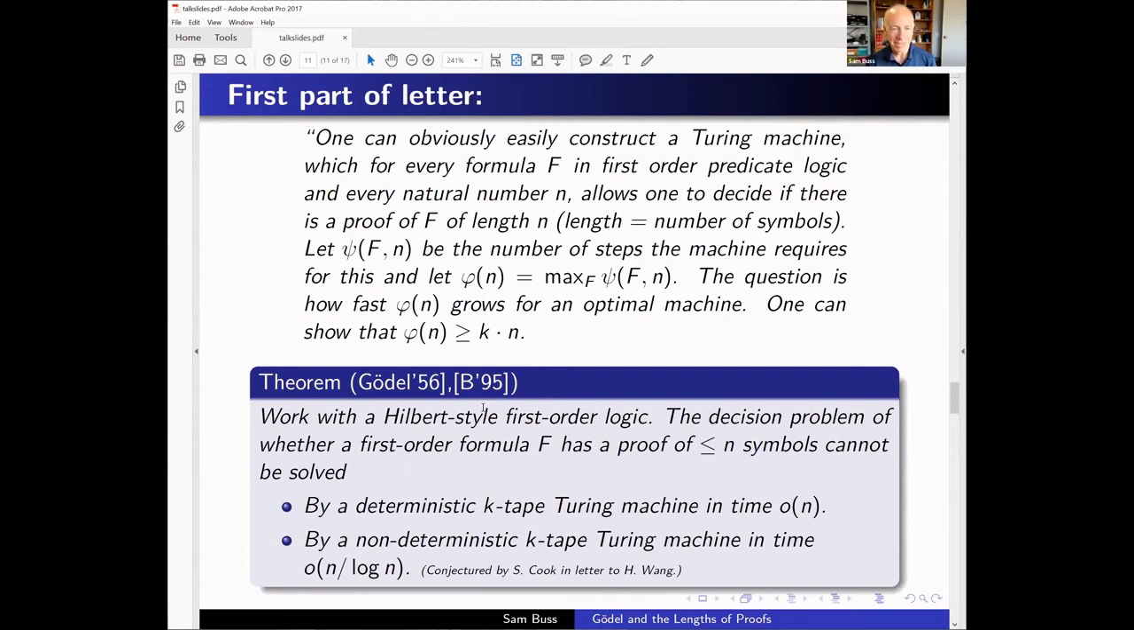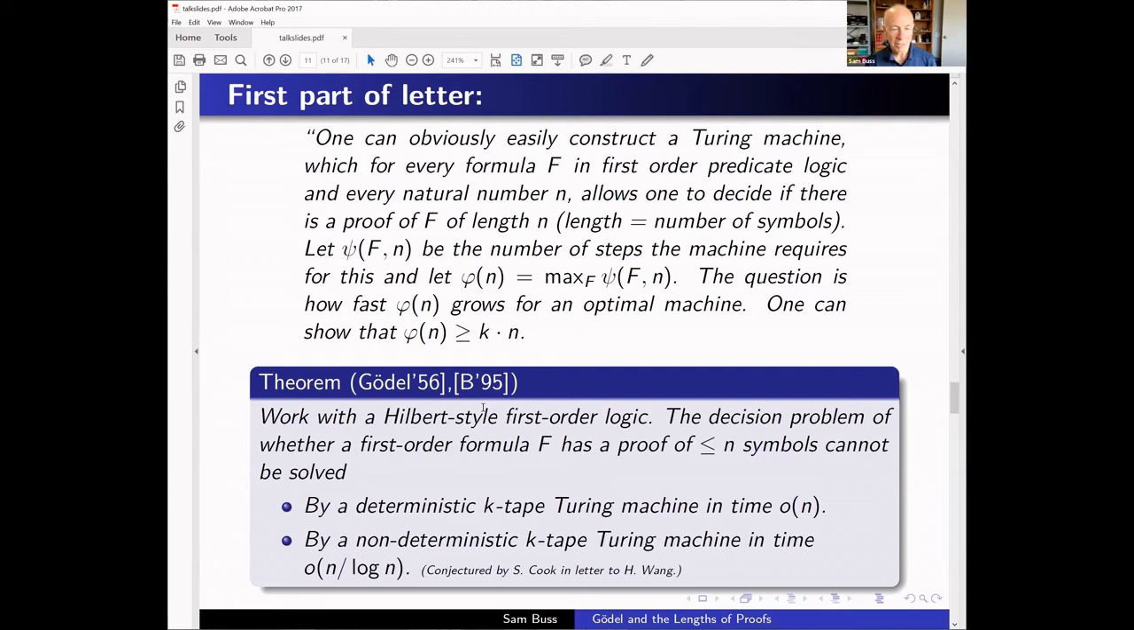So the theorem he stated is, we work with a Hilbert style first order logic. The decision problem of whether a first order formula F has a proof of less than or equal to n symbols cannot be solved, here's Gödel's assertion, by a deterministic k-tape machine in time little o of n. Gödel didn't mention the k-tape part, but I'm sure he intended it. And so k could be any fixed constant here. So in time little o of n, that would be less than epsilon times n for any fixed epsilon. Gödel used k, but I would have used epsilon, but okay.